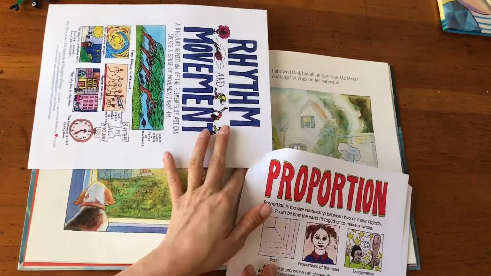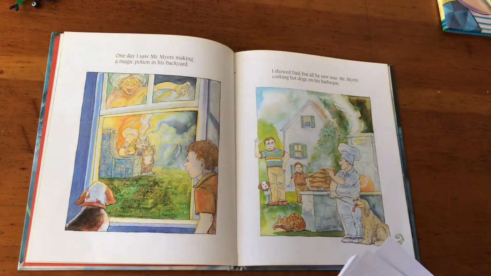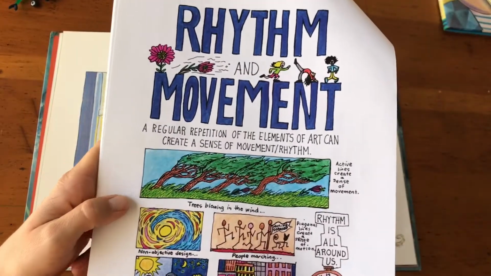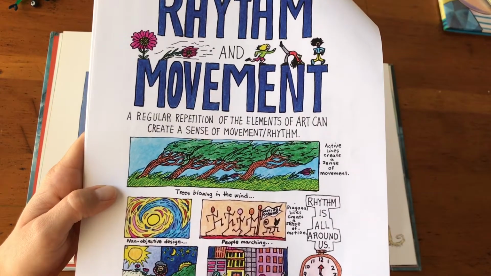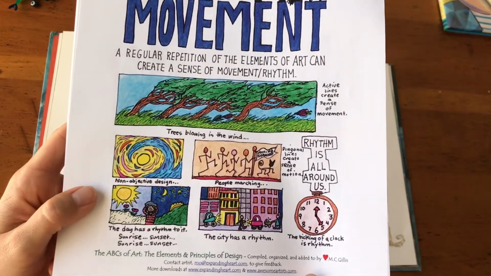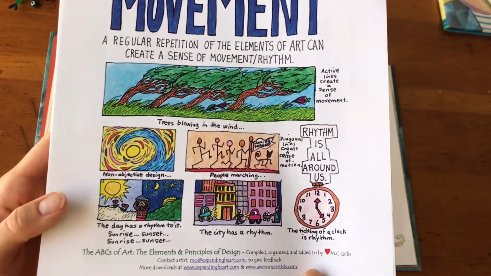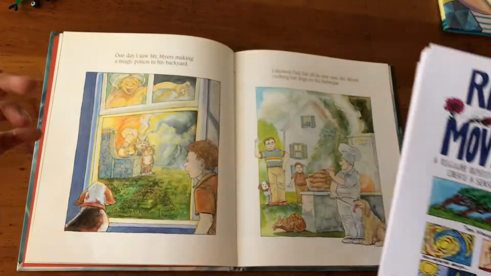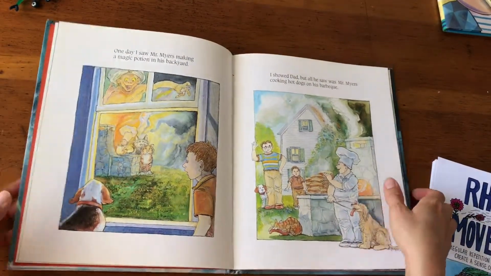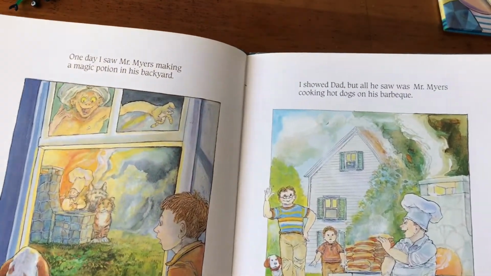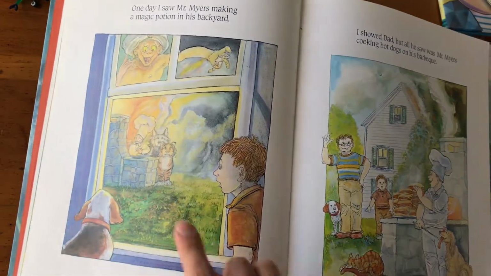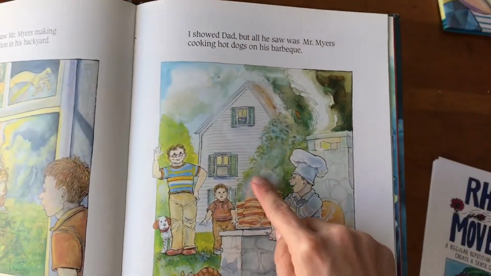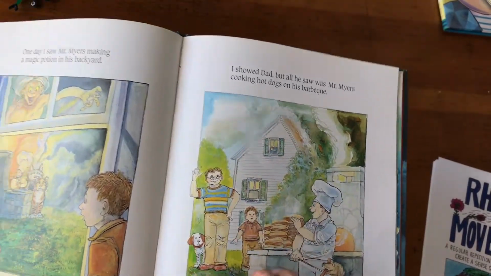Let's move on to rhythm and movement. A regular repetition of the elements of art can create a sense of movement or rhythm. Active lines create a sense of movement. Trees blowing in the wind. Rhythm is all around us. Do you see any movement here? Maybe in the smoke, there's a little bit of movement.